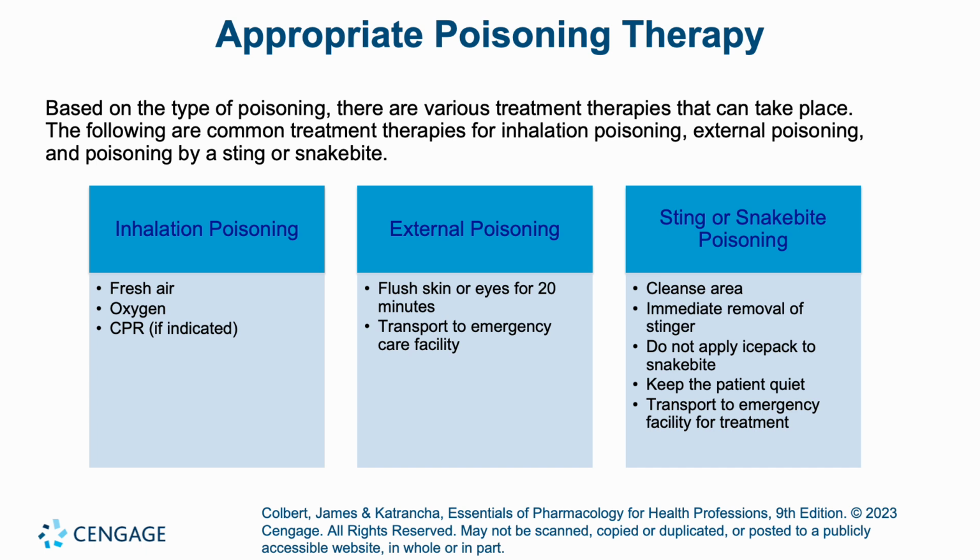And then for sting or snakebite poisoning, cleanse the area. Immediate removal of the stinger. For certain stingers, it's important that you are not releasing more poison. For example, if you've been stung by a bee or a wasp, you scrape it with a credit card so that when you pull it out, it doesn't release more of the venom.